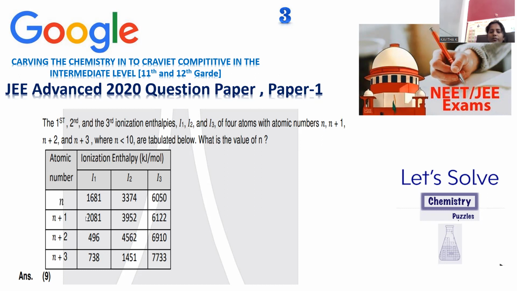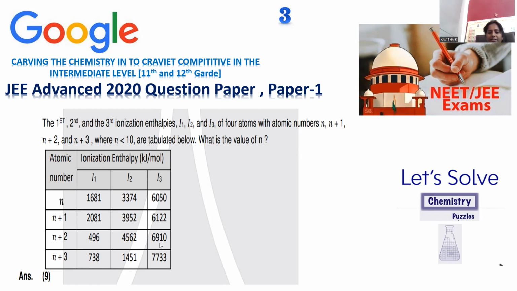So if you observe, the first ionization enthalpy itself is an extremely high value, 2081. The second ionization enthalpy is 3952. The third ionization enthalpy is 6122, sorry. All these values are extremely large, so we can clearly confirm it is a noble gas. And move on to the third column, where you can find N plus 2.